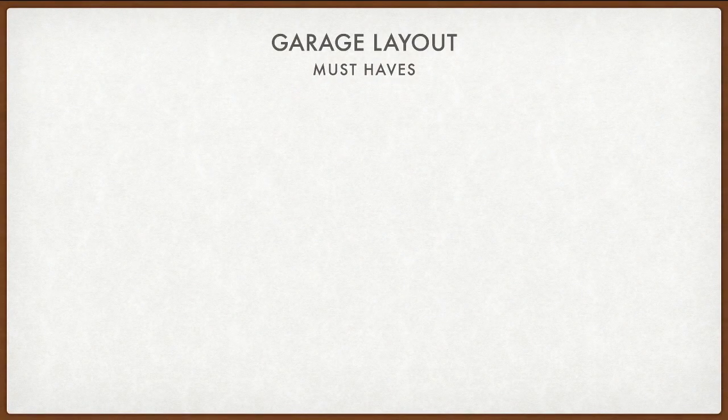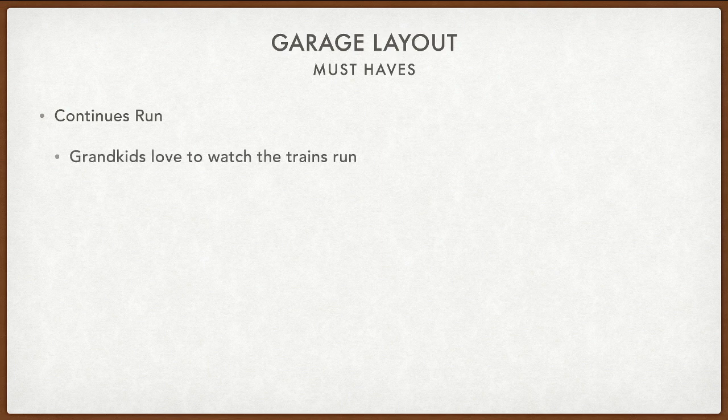My must-haves in this garage layout is, first of all, I need a continuous run, and that means the loop. I hesitate on that, but I need the loop because the grandkids love to watch the trains run. You just turn it loose and away they go. And I myself enjoy watching them run. So you get the train put together and you can turn it loose on the layout and just let it go until you're going to throw the turnout to send it to its final destination or whatever it is that you need to do. So a continuous run is something that I need.